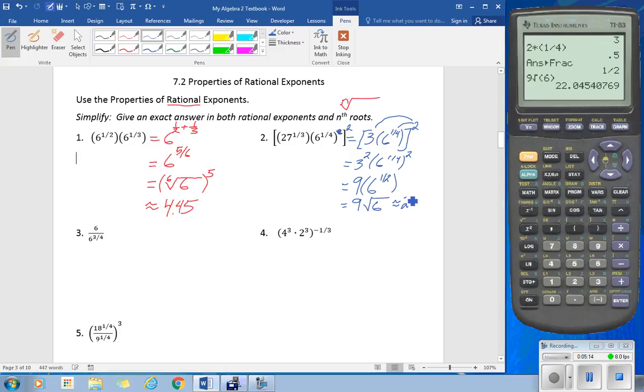So we'll get about 22.05 as a decimal approximation. All three answers we're looking for. Okay, let's move on to number 3 here.